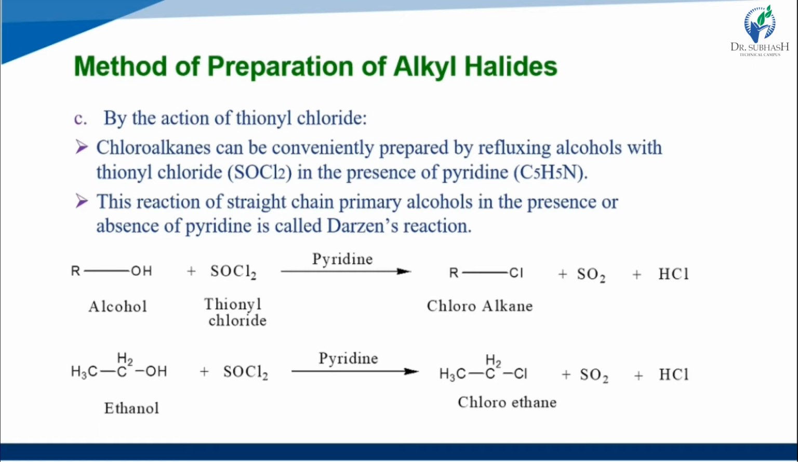Then the named reaction, that is ethanol plus thionyl chloride in the presence of pyridine, reacts and generates one chloroethane plus SO2 as a gas, and HCl is also given off in gaseous form.